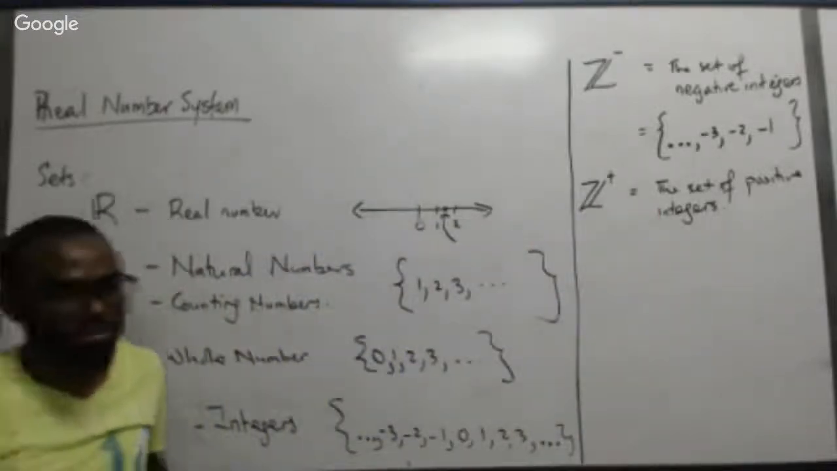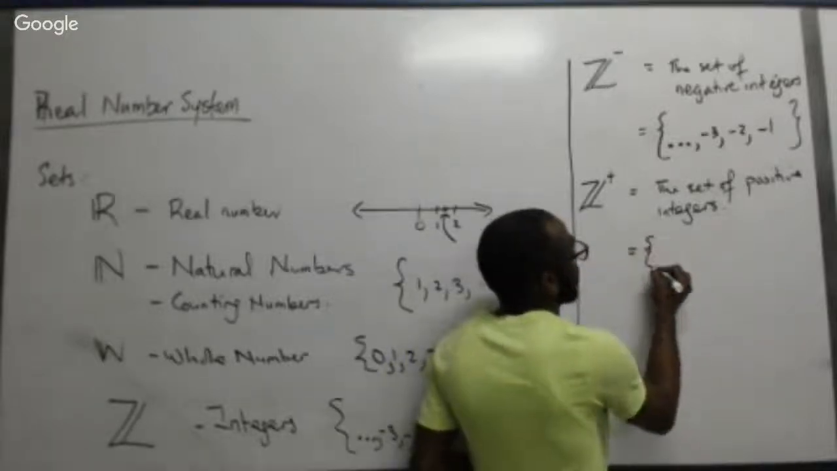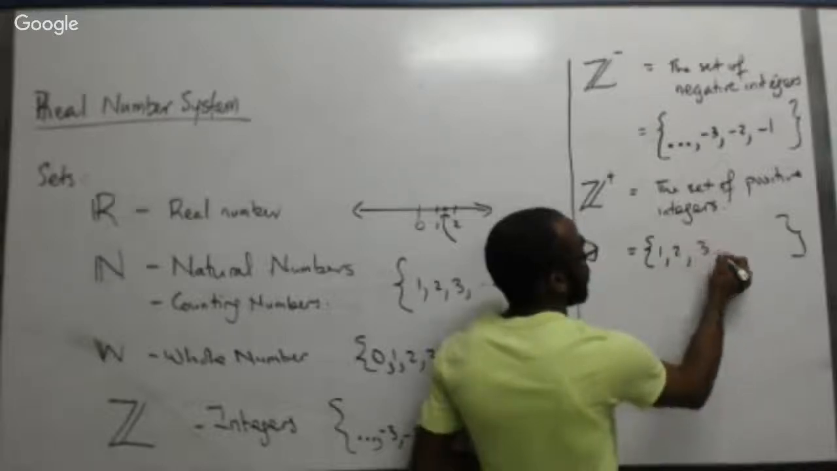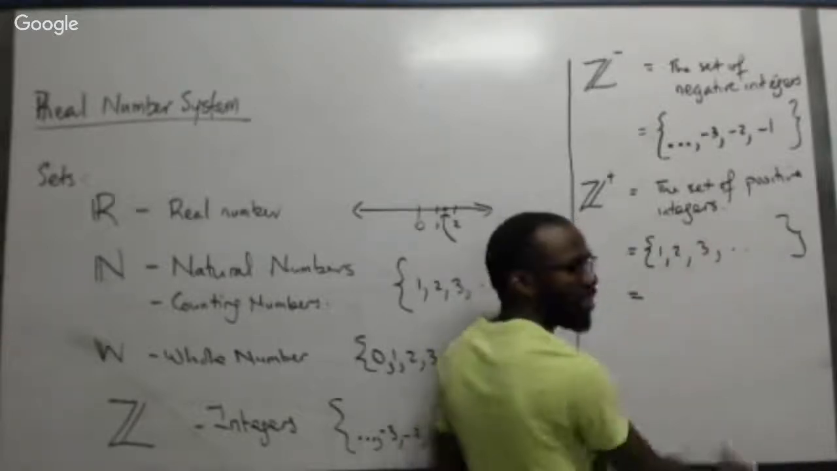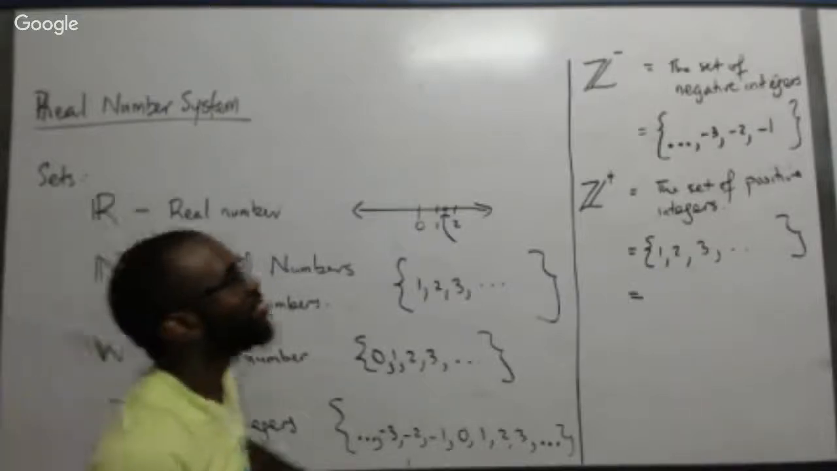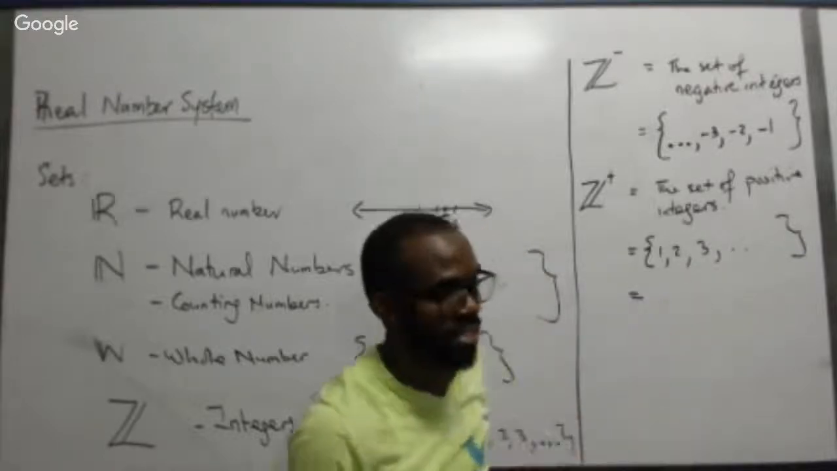Z with a superscript plus. So this is 1, 2, 3, and so on. Is 0 in this set, or in the negative set? No. 0 is not in this set nor that set, because 0 is not positive nor negative.